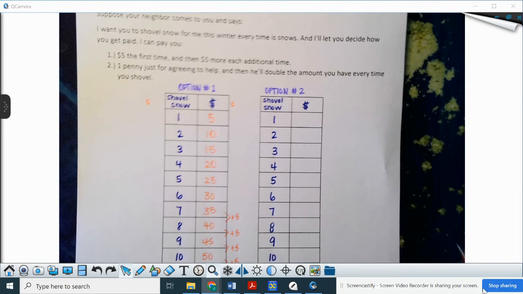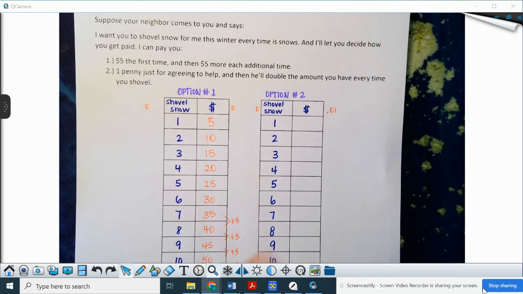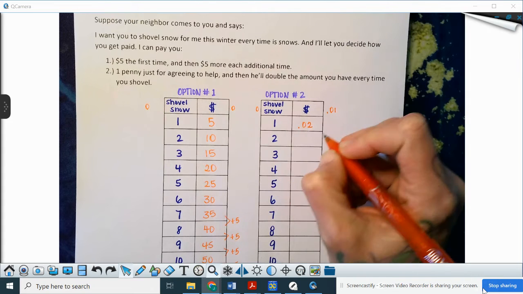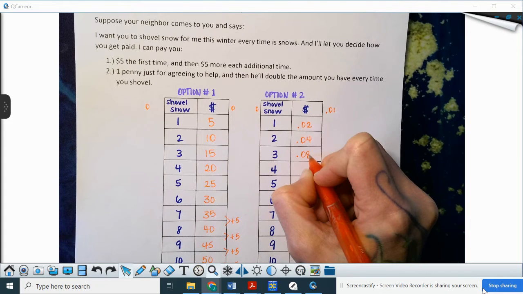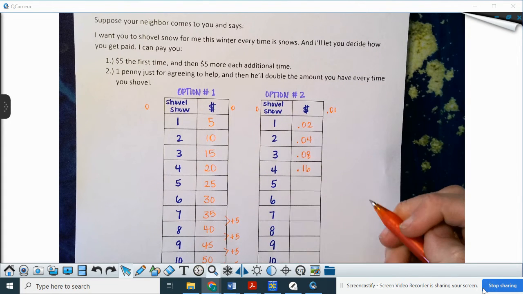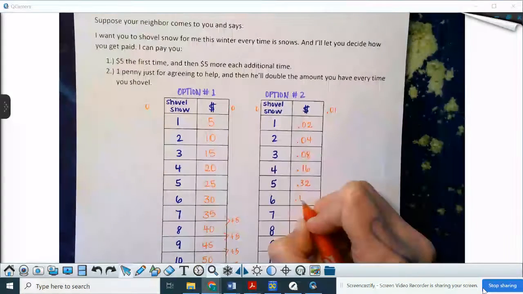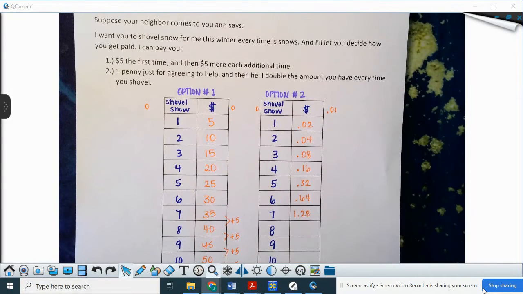So when we don't shovel snow at all, we still got 1 penny. So we still received a cent for just saying we would do it in the event it should snow. Then our second time, we would end up with 2 cents. Then we would end up with 4. And then we would end up with 8. Double that, 16, because he said he's going to double the amount every time. So then we end up with 32 cents the next time total, 64 the next, $1.28. Now we're getting into some real dollars.